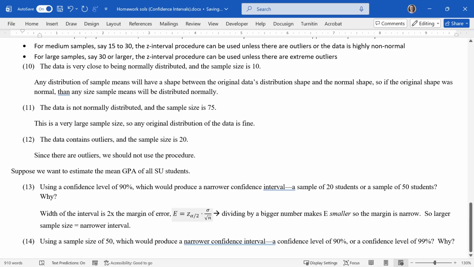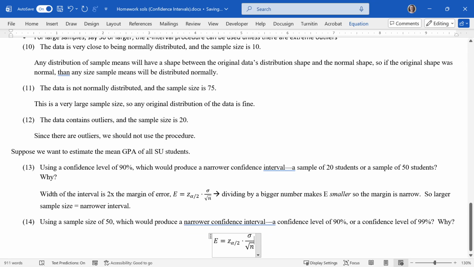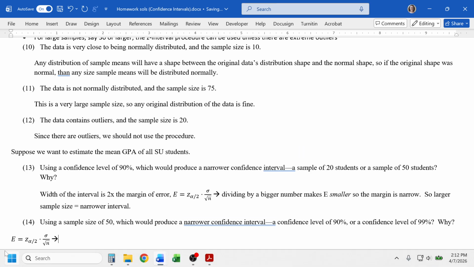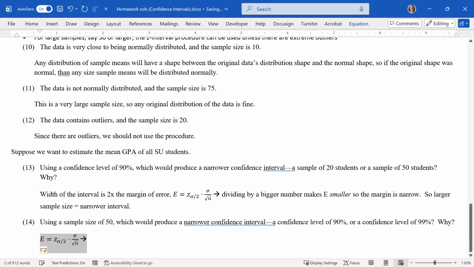So we can also explain it by looking at this formula again for the margin of error. Okay, so how does the confidence level affect this formula? All right, let's look at this. So where is the confidence level in here?